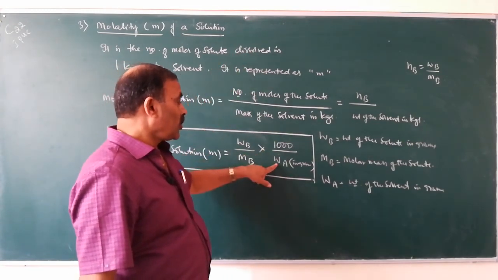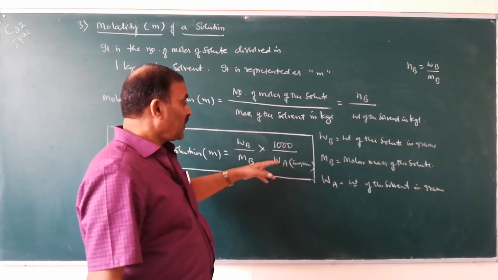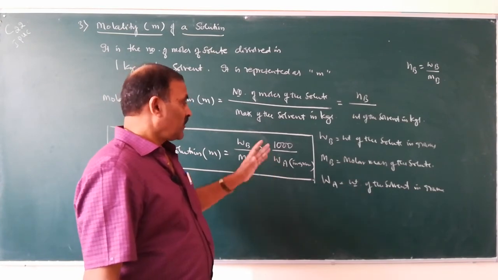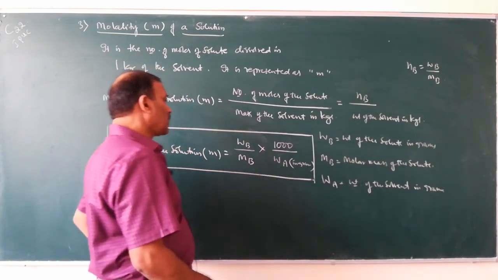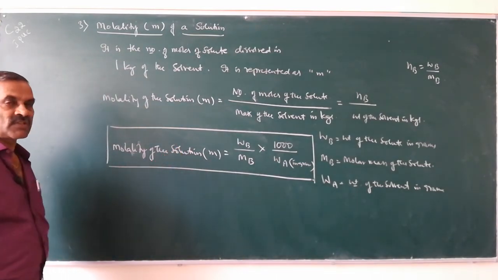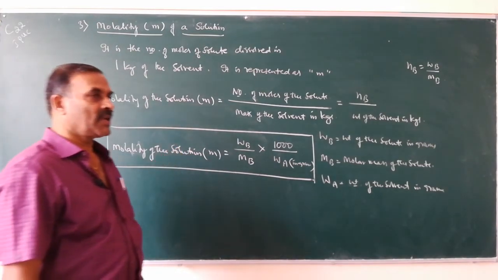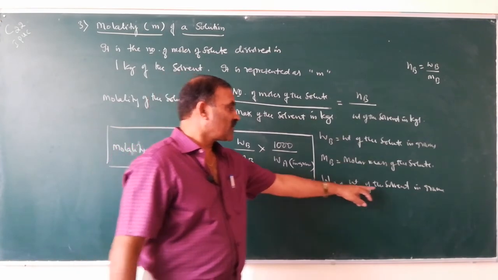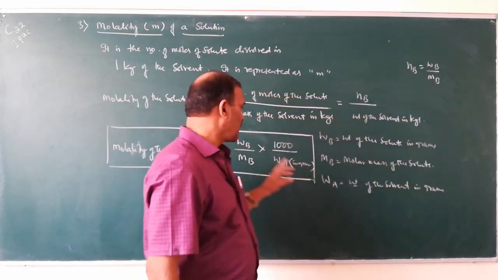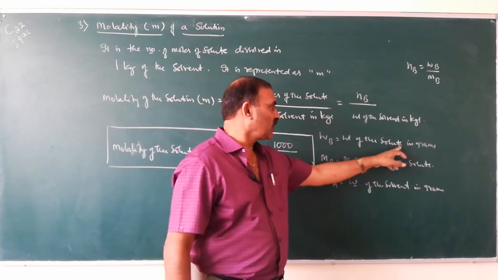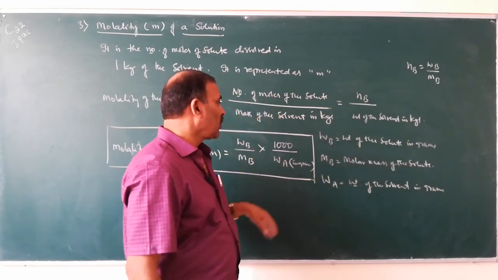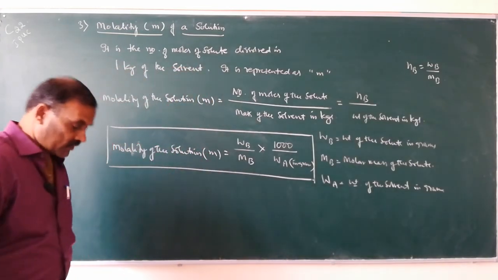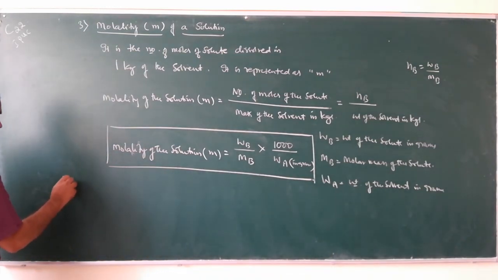In molarity we took the volume of the solution. Here we take the weight of the solvent. So this is the formula for molality of a solution: WB divided by MB into 1000 divided by WA, where WA is the weight of the solvent in grams, WB equals the weight of the solute in grams, and MB is the molar mass of the solute, that is, grams per mole.